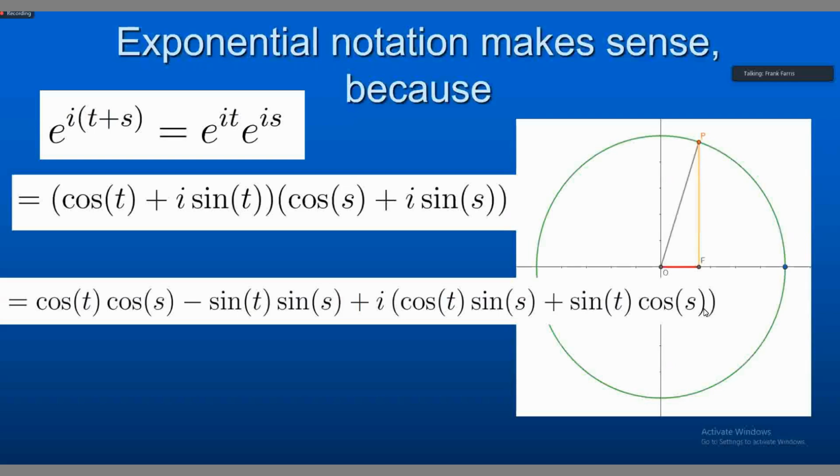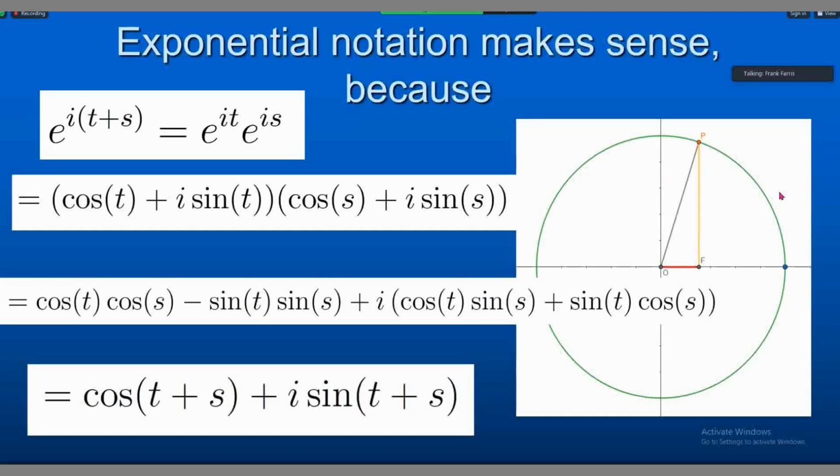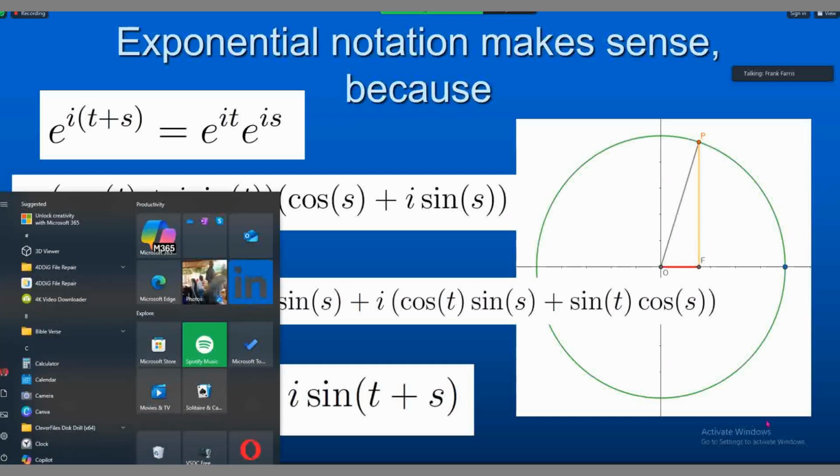sine t cosine t. Okay, well I've multiplied this out and used that rule that i squared is -1, and I've gotten this. Well, I wonder if anyone recognizes this real piece here. If you know your trig identities, that's the angle addition formula for cosine. So this is cosine of t plus s plus i times sine of t plus s.